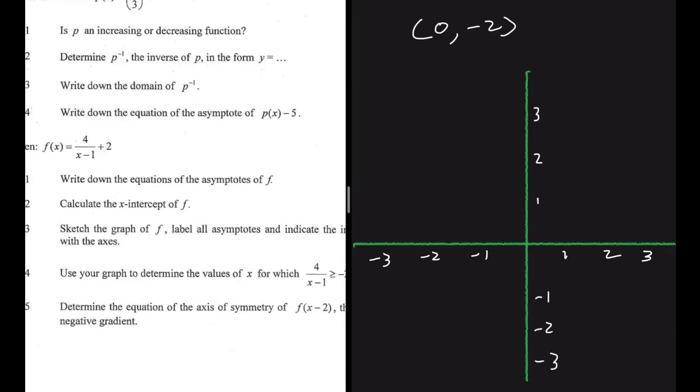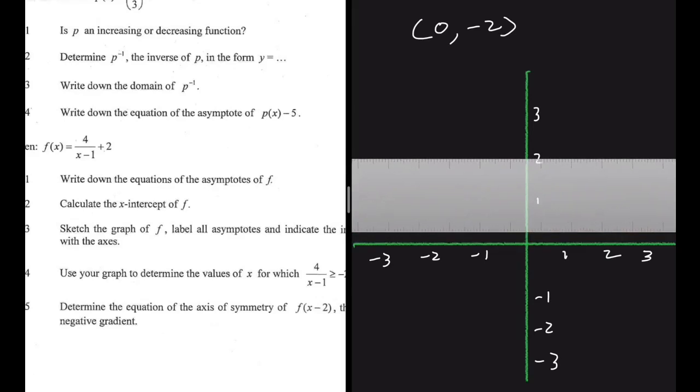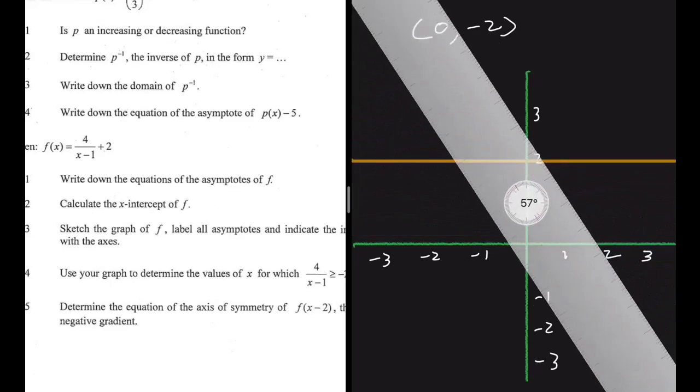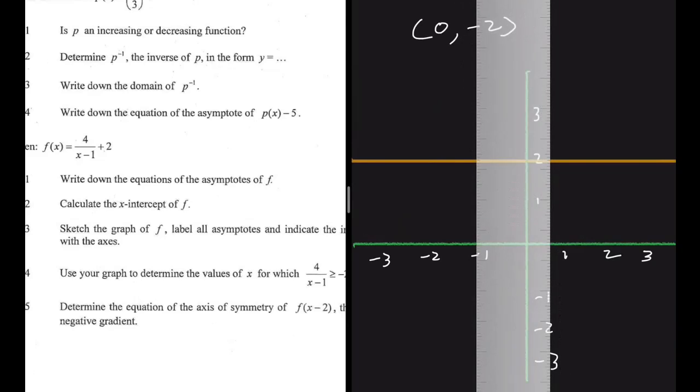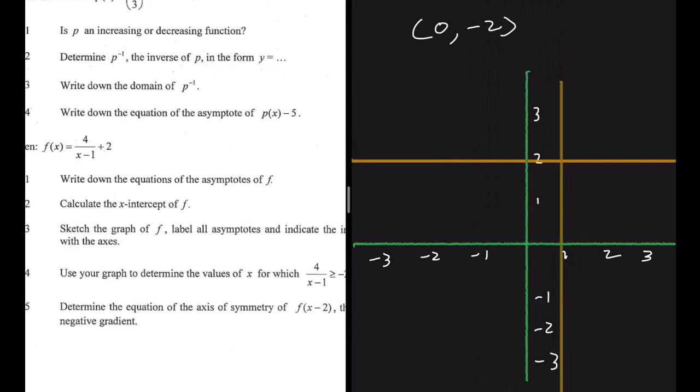So right, let's go ahead and put our asymptotes in our graph, right? We have a horizontal asymptote at y equals 2. So let's go ahead and have that there. So there goes our horizontal asymptote. And then our vertical asymptote is at x equals 1, right? So let's do likewise. There goes our vertical asymptote.